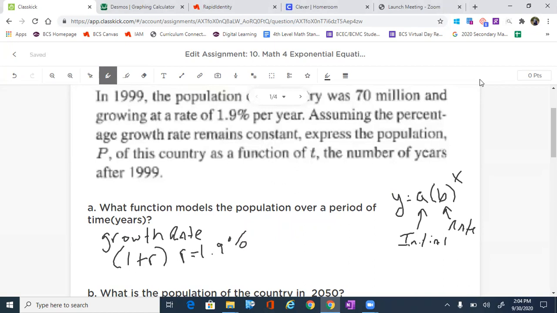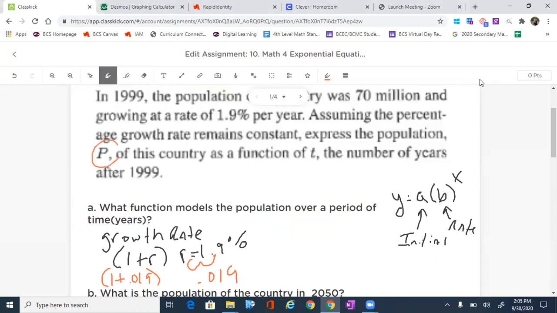We're going to start by taking that 1.9% to make it applicable to our problem. We are going to move it in and change it to a decimal. So we get 0.019. And so when we calculate our growth rate to put in our exponential equation, it's going to be 1 plus 0.019.